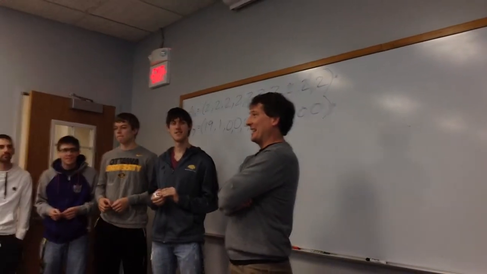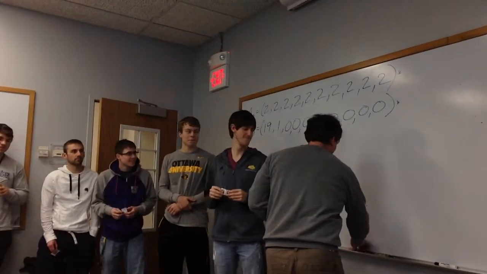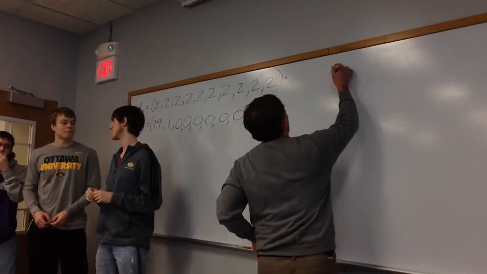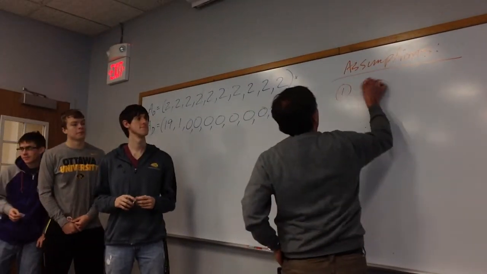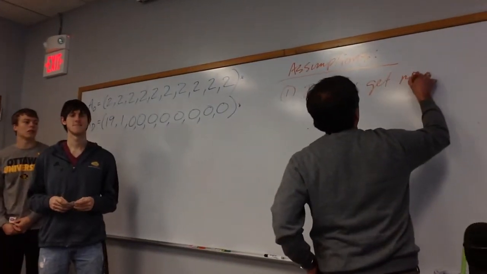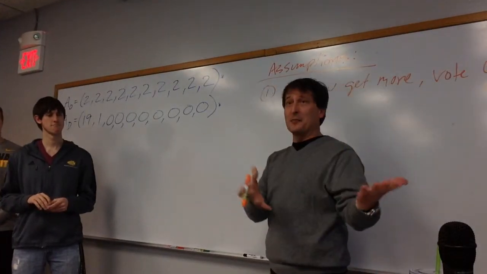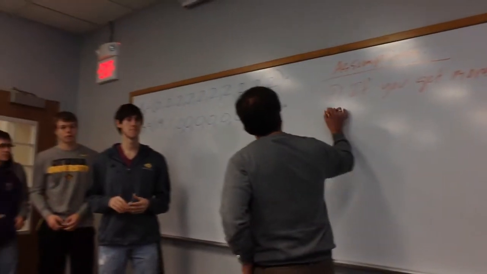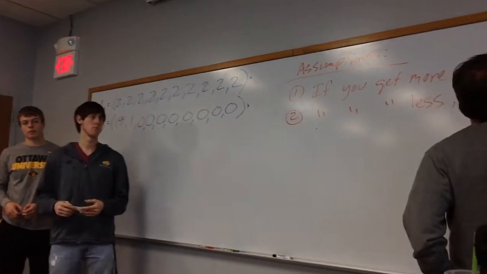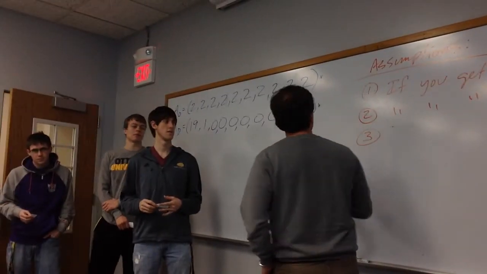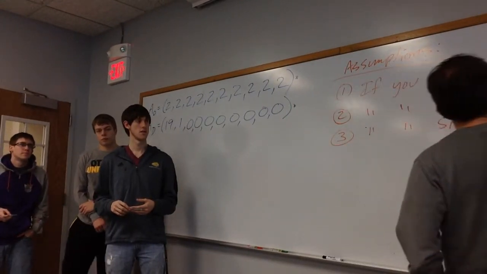So we'll let Tag be the agenda setter. Here's the thing, part of our assumptions of this democracy. Number one, if you get more, you vote yes. That's one of our things in economics. If you get more, you like that, so you would vote yes. Number two, if you get less, you vote no. And the last one's pretty important, as you'll start to see. If you stay the same, you abstain.